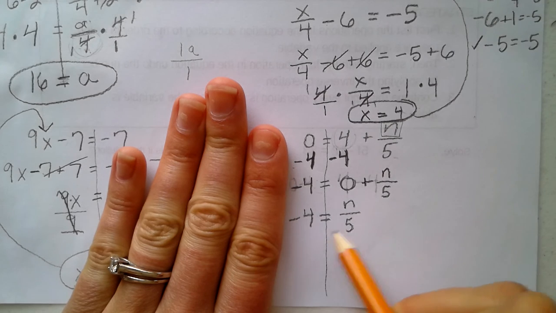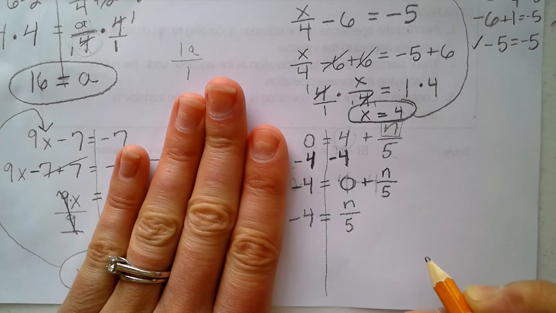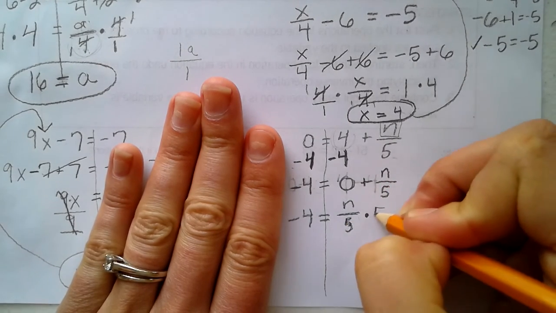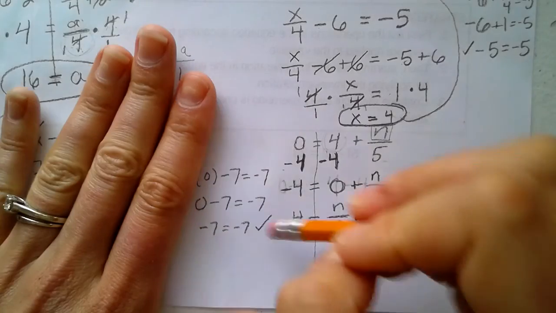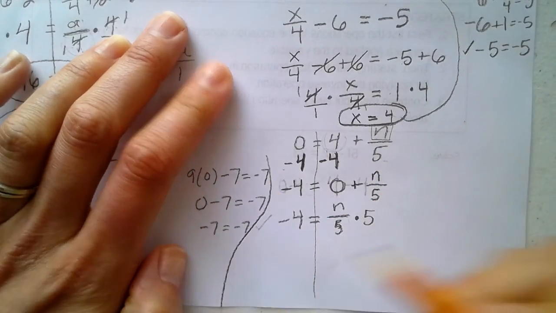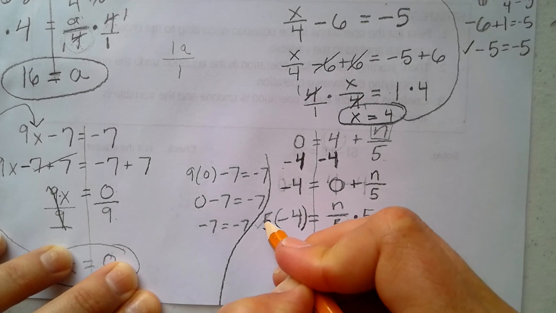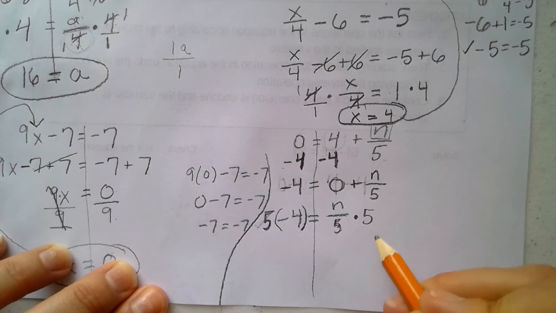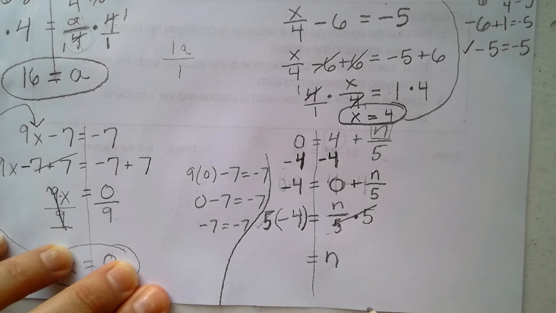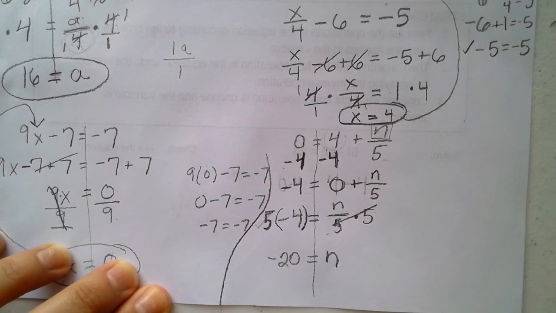And in order to solve this one-step equation, I'm going to need to multiply both sides by 5 to undo this division of 5, the inverse there. I'm going to have to move this over here. Okay, so I'm going to multiply this side by 5 as well. Okay, so these two cancel. On the left, I have negative 20, and on the right, I have n.